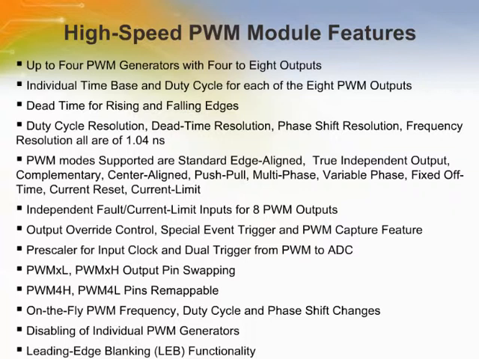Phase-shifted pulse width modulation describes the situation where each pulse width modulation generator provides outputs, but the phase relationship between the generator outputs is specific and changeable.